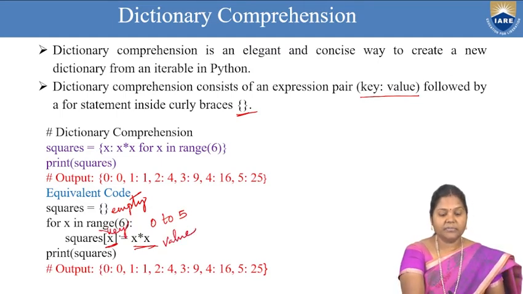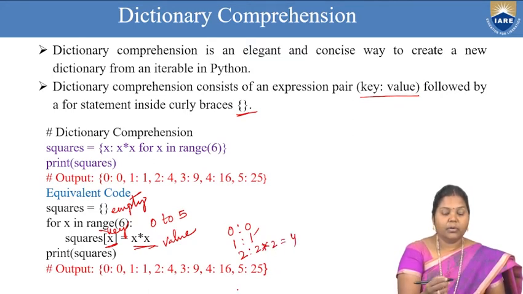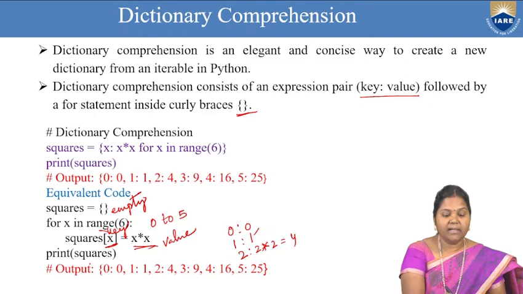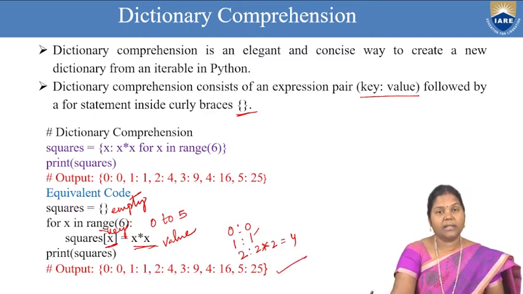So for every key, first time it is 0. For 0, it is 0 into 0 is 0. Similarly, when key is 1, then it will be 1 into 1 is 1. Then 2, it is 2 into 2 is 4. Like that, it will go on adding into the squares, and if you print it, then the set of key value pairs are stored in the dictionary and the dictionary is ready.